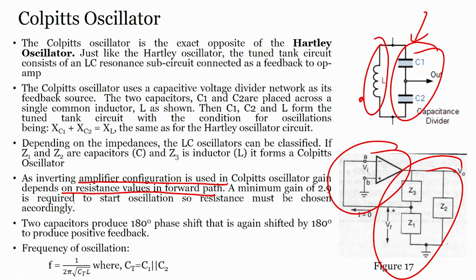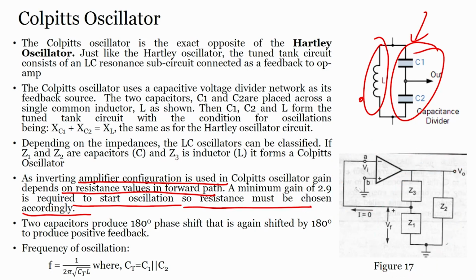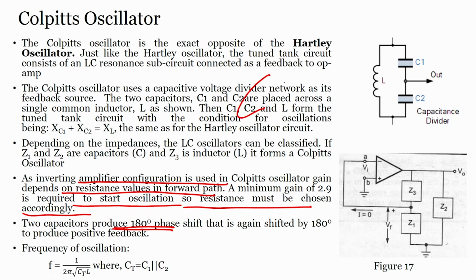A minimum gain of 2.9 is required to start oscillation, so resistance must be chosen accordingly. Now, two capacitors produce a phase shift of 180 degrees. If I use one capacitor, I have a phase shift of 90 degrees. If I use another capacitor, I have another phase shift of 90 degrees. So with two capacitors, I have a phase shift of 180 degrees. This is what we understand.